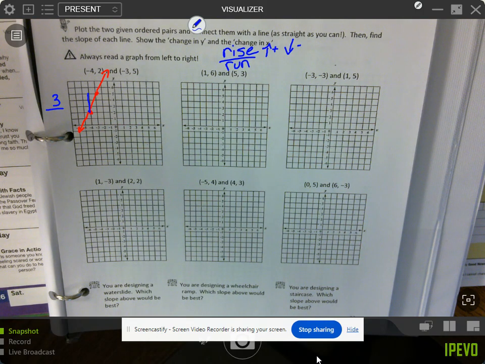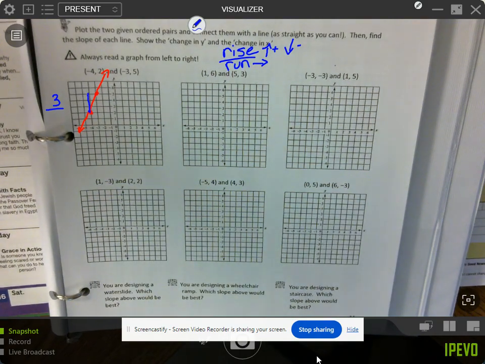So I know my rise is positive because I go up. I went up 3. Now I need to find my run. My run always goes to the right. On the x-axis, if I go to the right, it's always a positive. So that run will always be a positive number. The only thing that might be negative is that rise. I go over 1 place. So it's 3/1. That is my slope.